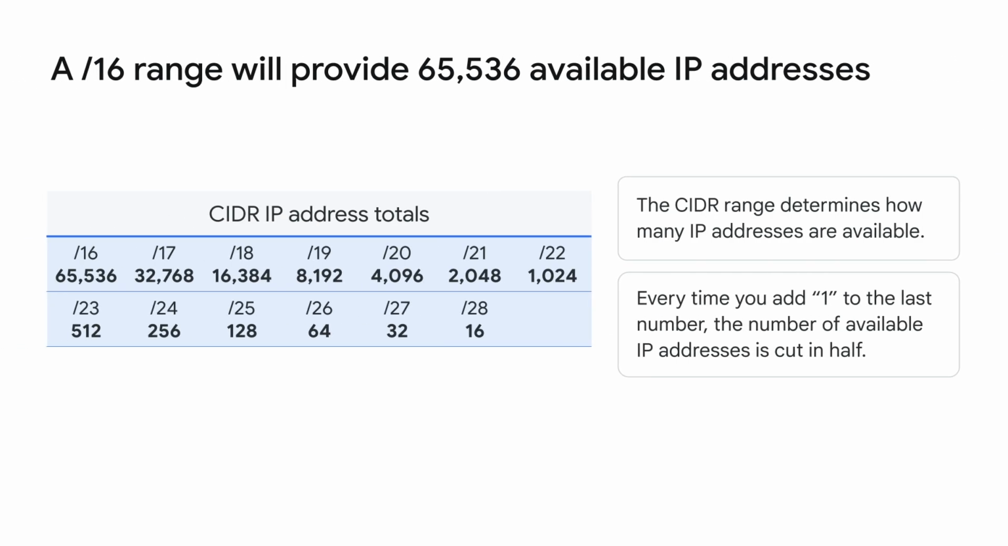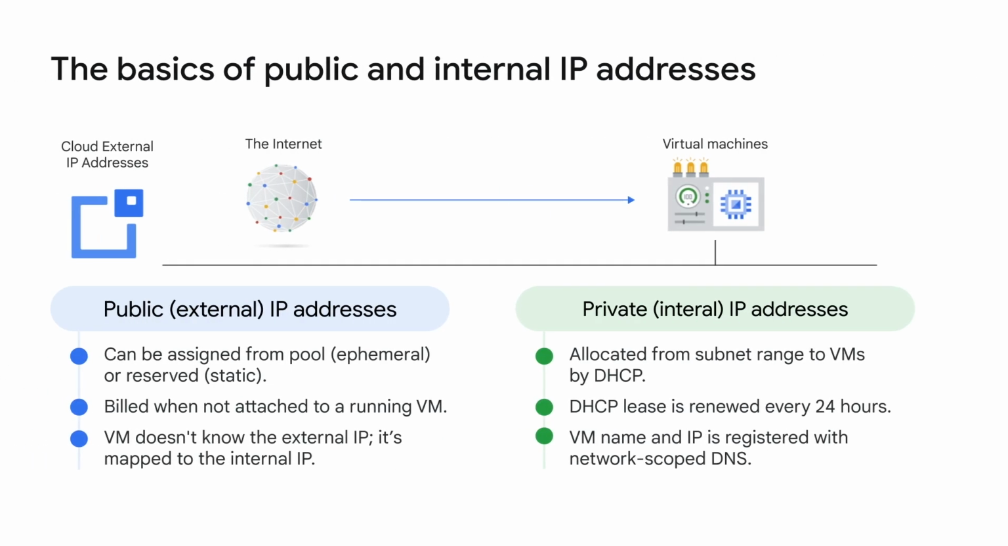The CIDR range determines how many IP addresses are available. A /16 range will provide 65,536 available IP addresses. Every time you add a 1 to the last number, the number of available IP addresses is cut in half. So, what's the difference between public and internal IP addresses?